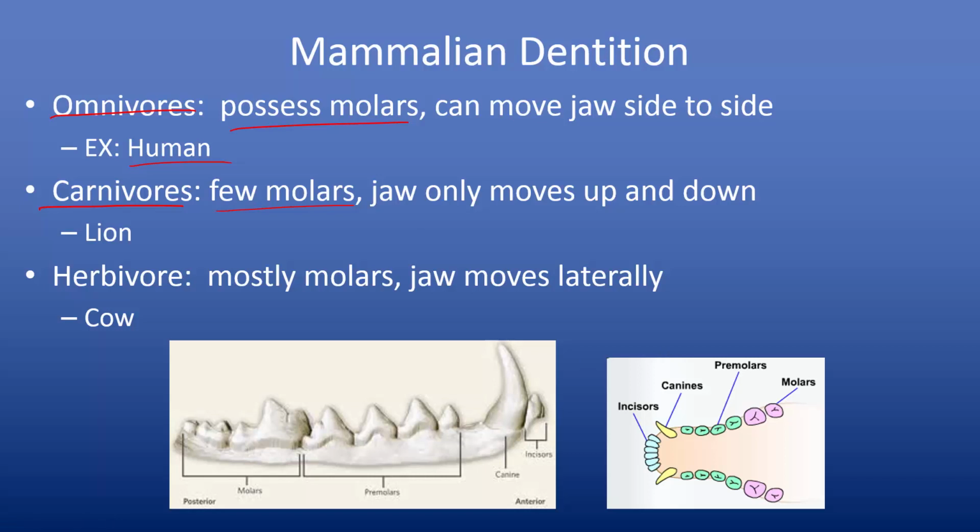These pronounced canines, whether they're lower jaw or upper jaw, really are indicative of the carnivores. And finally, we have herbivores. Herbivores are those animals that only eat plants, and they have mostly molars. So an example would be a cow.